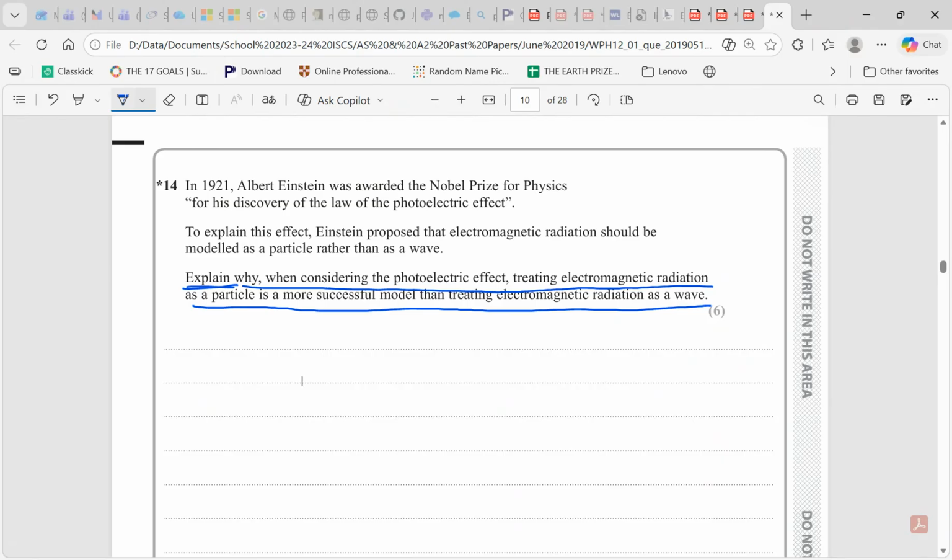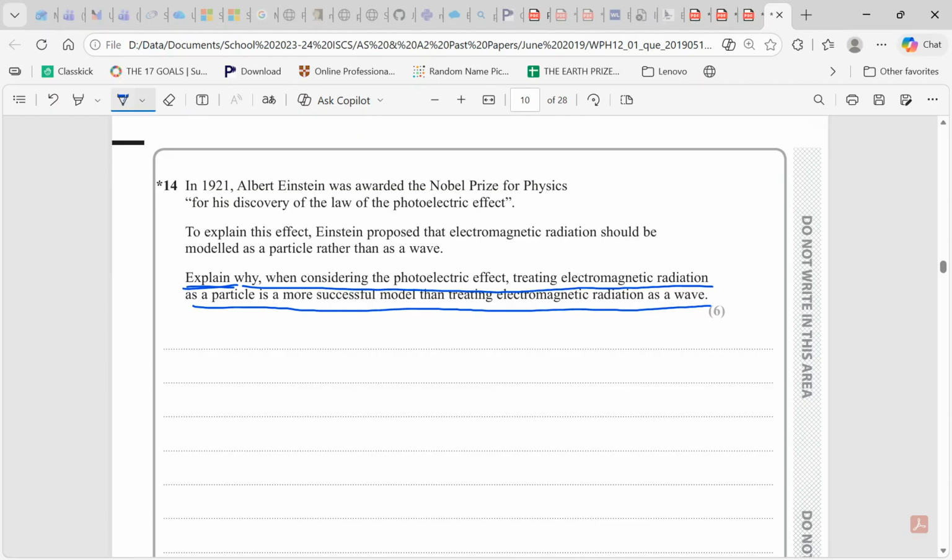Explain why, when considering the photoelectric effect, treating electromagnetic radiation as a particle is a more successful model than treating electromagnetic radiation as a wave. So now basically it wants me to describe what the observations of the photoelectric effect were and then give a reason or an explanation of how each observation can be explained using a particle model rather than a wave model. So let's quickly recall the observations of the photoelectric effect.